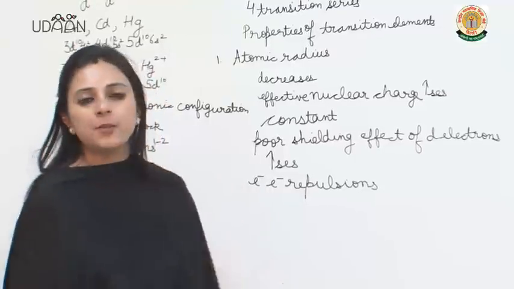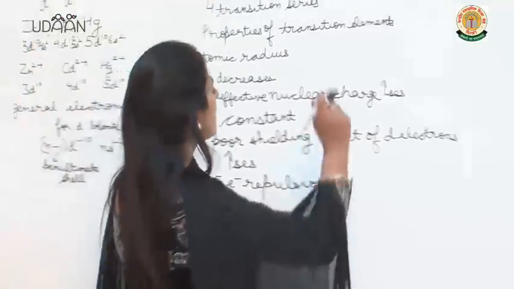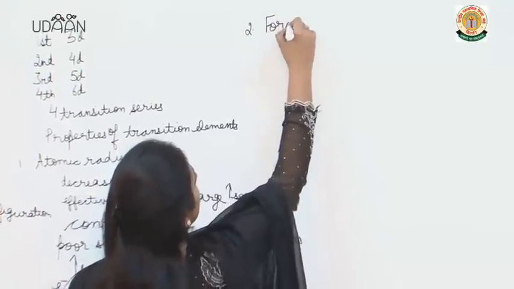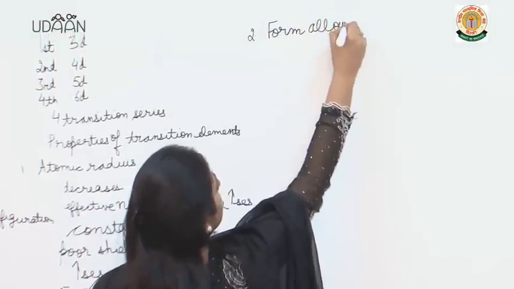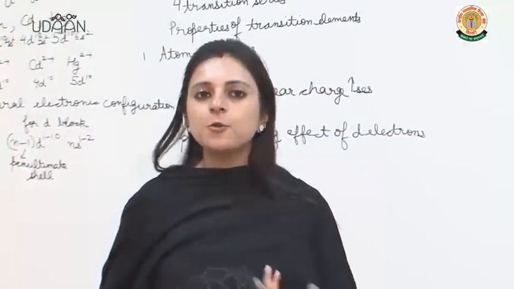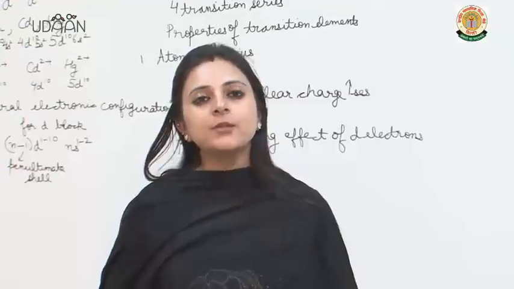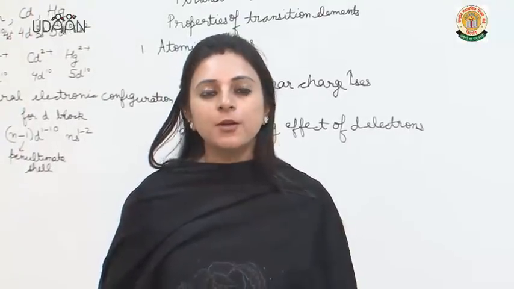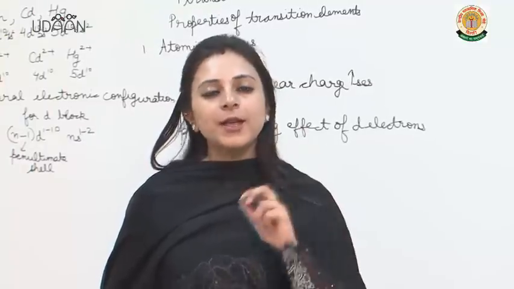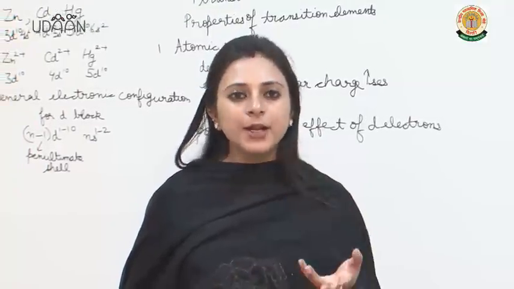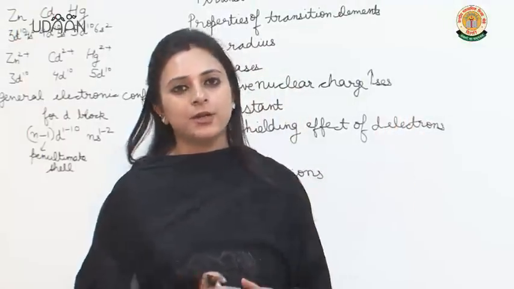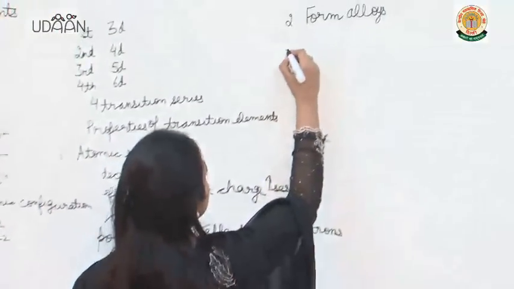Now what is the next property of a transition element? The next property is, let us say, that they can form alloys. Now what is an alloy? Alloy is a homogeneous mixture of two metals. Now why can transition elements form alloys? They can form alloys because they have almost similar size. So one atom can take the place of another atom in its crystal lattice, जिसकी वजह से वो alloy form करते हैं.